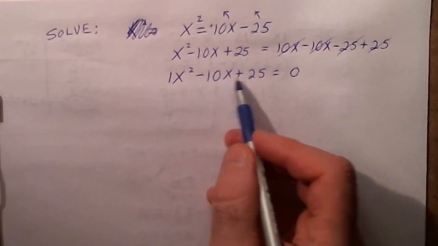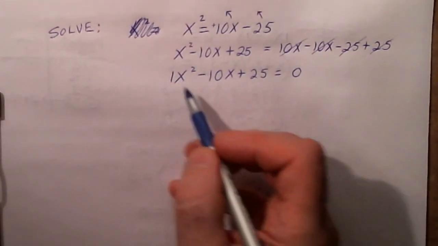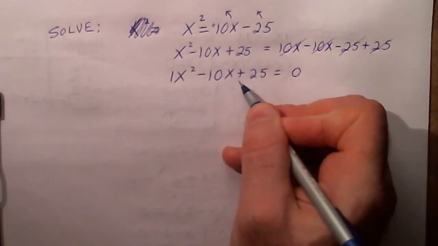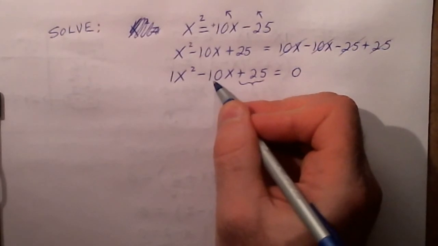Notice there's nothing you can factor out of all 3 terms of this trinomial. And so we're going to try to factor it as an easy type of trinomial, one with a leading coefficient of 1. To do so, ladies and gentlemen, all we need are 2 factors of the constant term, positive 25, that sum up to negative 10, the middle coefficient.